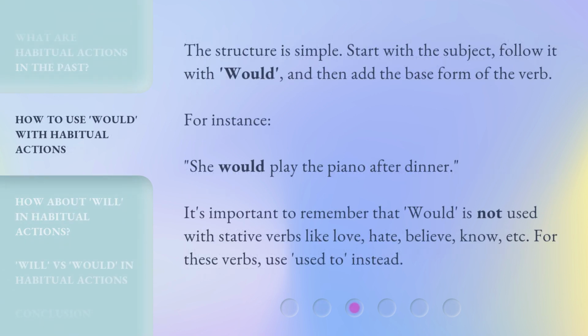The structure is simple. Start with the subject, follow it with would, and then add the base form of the verb. For instance, she would play the piano after dinner. It's important to remember that would is not used with stative verbs like love, hate, believe, know, etc. For these verbs, use used to instead.